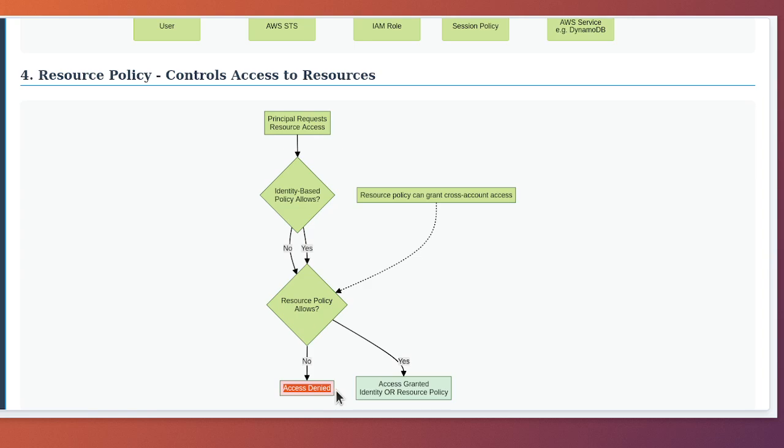However, if the resource policy allows it, the check returns yes, and the flow proceeds to a green node labeled access granted identity or resource policy. The key word is OR, meaning access is granted if either the identity policy or the resource policy allows it. The note at the bottom emphasizes that resource policies can grant cross-account access, which is their most powerful feature.